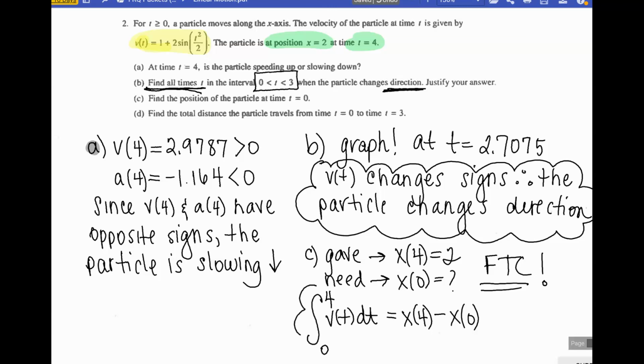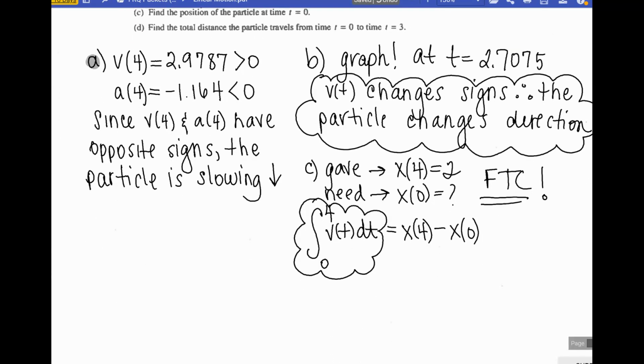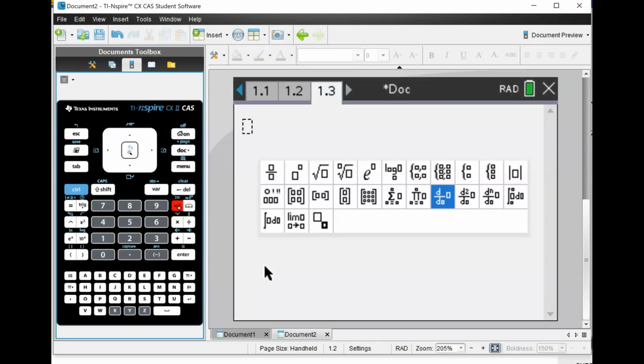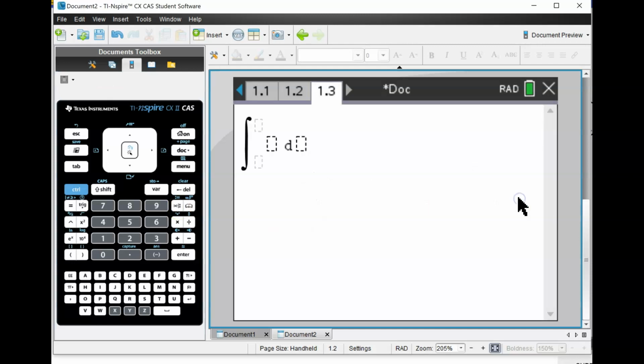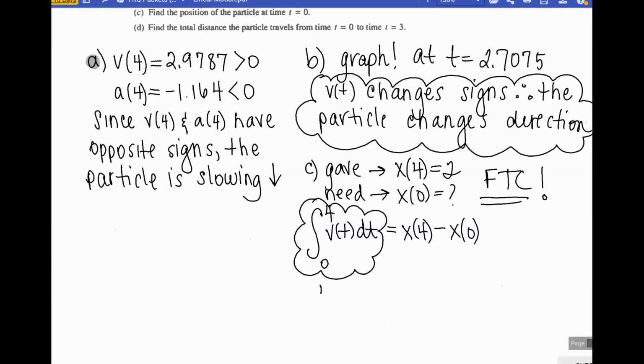Now we have the calculator, so we can go ahead and actually get an evaluated value for that. I'm going to scroll this up. So in the calculator, I'm going to go back home and integrate from 0 to 4 the velocity function. So there it is, 5.8150.